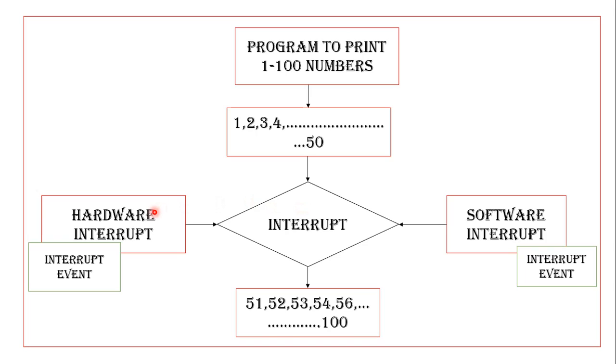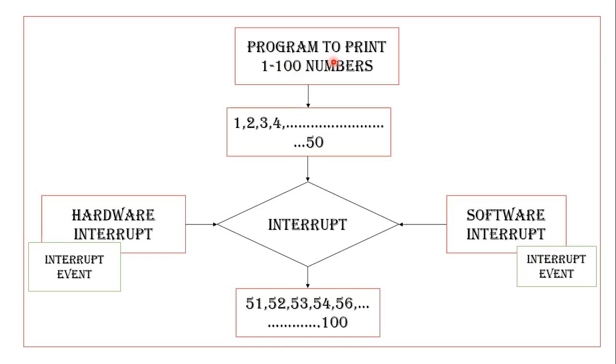Interrupts are generally classified into hardware interrupts and software interrupts. A hardware interrupt is externally initiated by the user when he wants to make an interrupt event for a particular application to be done. A software interrupt is an interrupt that is created by the user at the time of program writing itself for a particular event to be done.